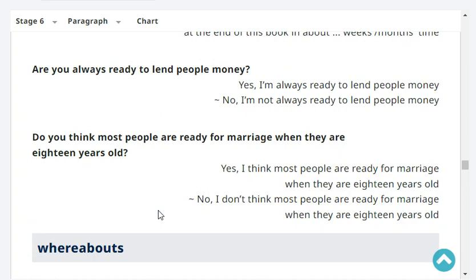Are you always ready to lend people money? Yes or no? No, I'm not always ready to lend people money. Yeah, me neither.